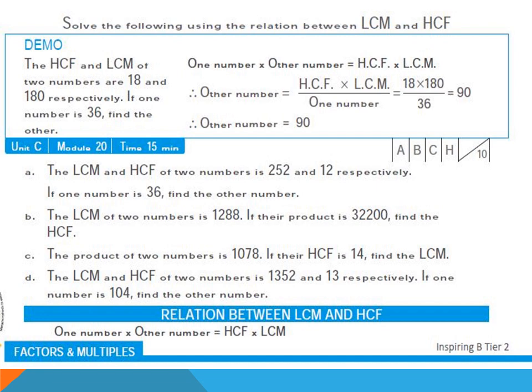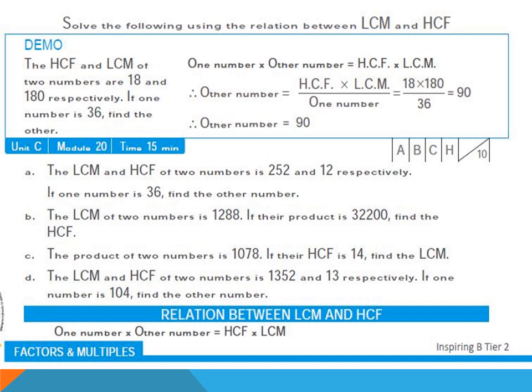So the equation was one number into other number equal to HCF into LCM. Therefore, the other number will be HCF into LCM divided by one number. This is just cross multiplication, okay? Now we will just put the values. HCF was given as 18, LCM was given as 180 and the first number is given as 36. So 18 into 180 divided by 36, we will get 90. Therefore, the other number is 90.